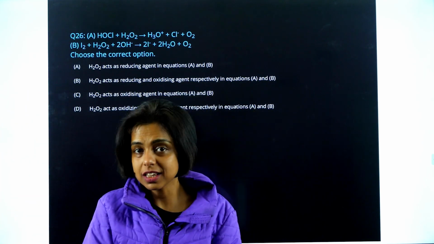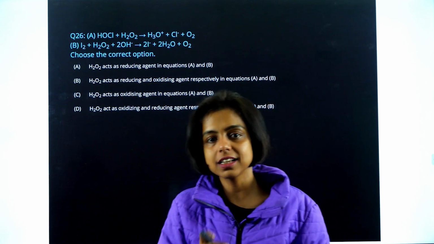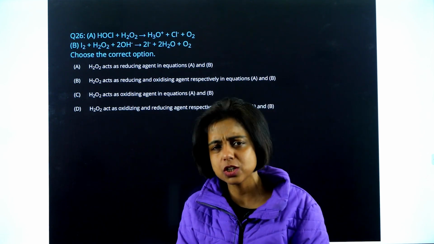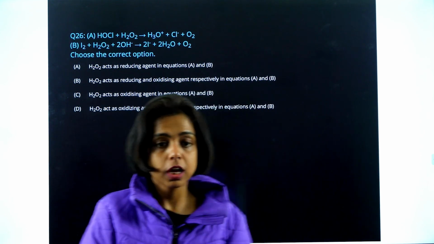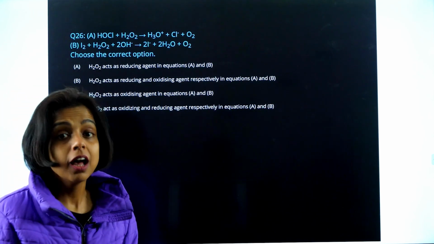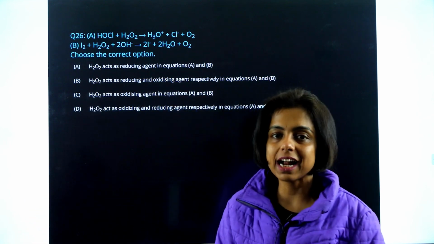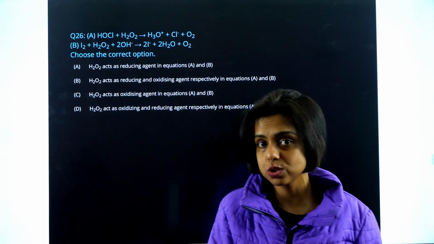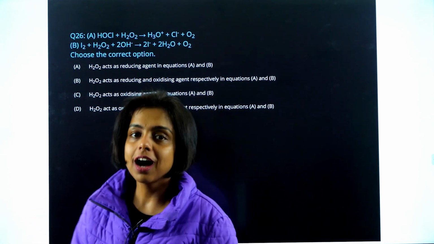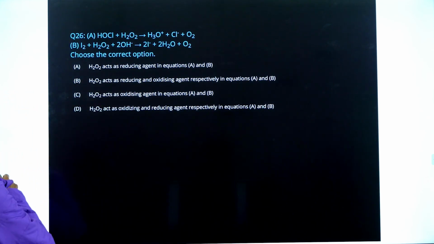Hello everyone. So now let us discuss the chemistry portion of your test 2 for JEE Mains. Let us have the very first question, which is a pretty easy question from redox reactions, pretty basic questions. In these questions, you are given two reactions and you are supposed to tell how H2O2 is behaving in these two reactions. You all know H2O2 can act as an oxidizing agent as well as a reducing agent. We just need to figure out how H2O2 is behaving in these two reactions. So let's have a look, guys.